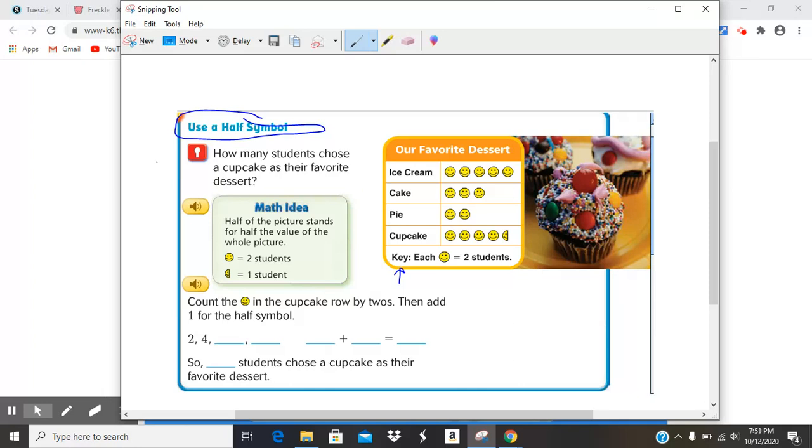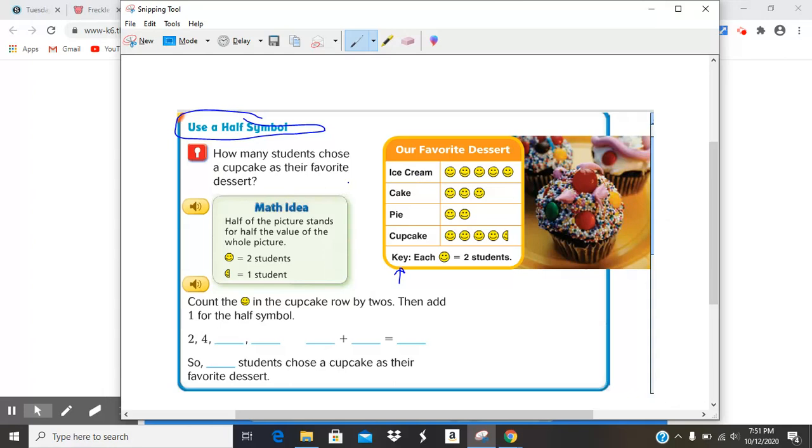And so it is showing us here that half of a picture stands for half of the value of the whole picture. And it gives you the example that one smiley face equals 2 students, which means that half a smiley face would only be 1 student. You're not always going to have a half. There's only one time on this whole graph where we see a half.